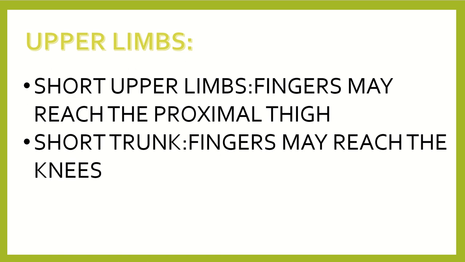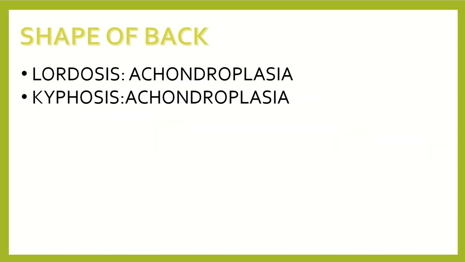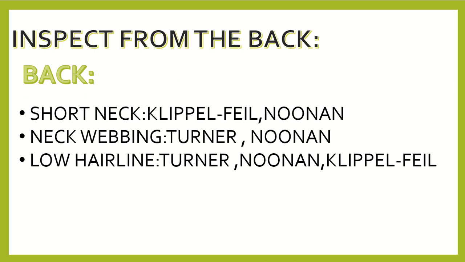Then have a look at the upper limbs. If the upper limbs are short, the fingers may only reach the proximal thigh, and if the trunk is short, then the fingers will reach the knees. Then have a look at the shape of the back, and you can see any lordosis, kyphosis that is present in achondroplasia. Now the maneuvers from the back.